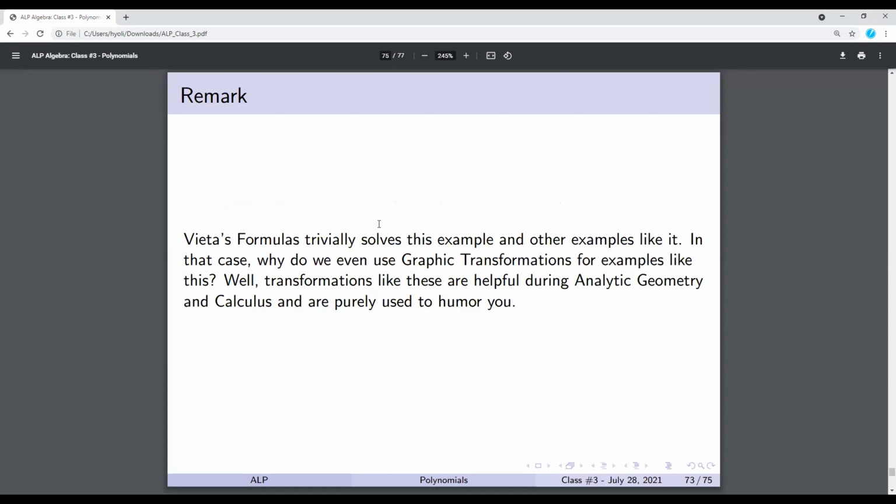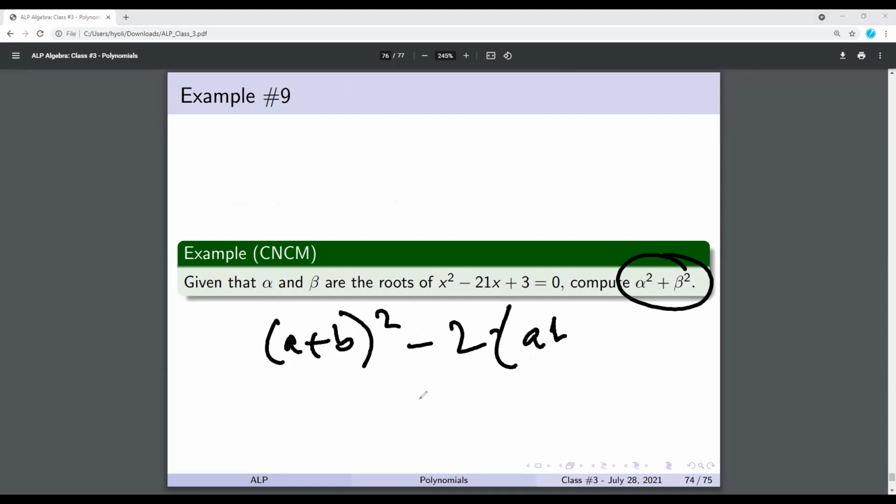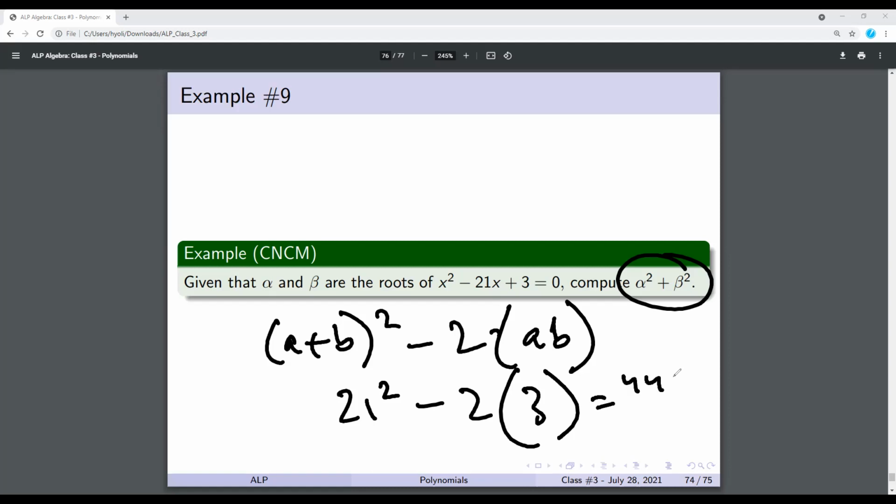So Vieta's formulas trivially solve a problem like this. So why do we even use graphic transformation? Well, these transformations are helpful in analytic geometry and calculus. All right, so our last problem. We need to find a squared plus b squared. We can actually do this with roots like (a plus b) squared minus 2ab. We can use straight up Vieta's here, which is negative b over a, and 21 squared minus 2. The product is c over a, which is 3, so it'll be 441 minus 6, 435. Thus, we're done.